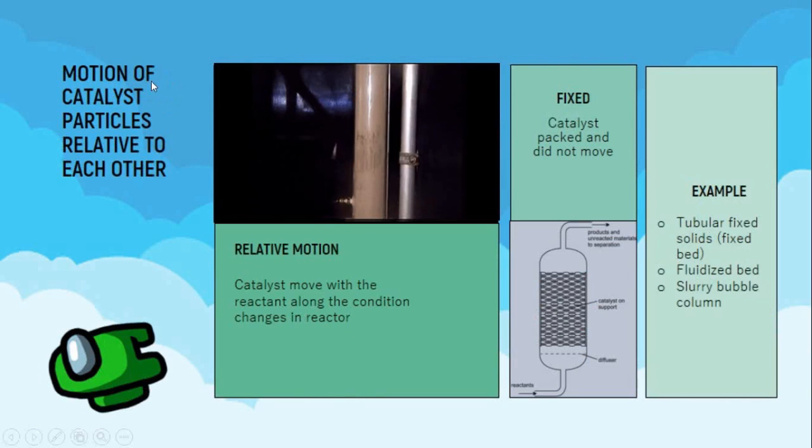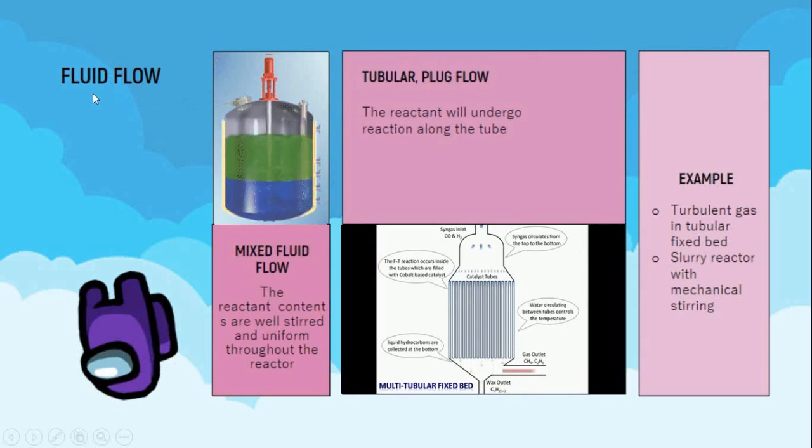The third basis is motion of catalyst particles relative to each other. There are relative motion where the catalyst move along with the reactant, and also fixed where the catalyst is fixed and only the reactant move. The fourth basis is fluid flow, where we have a mixed fluid flow where the reactant contents are well stirred and uniform throughout the reactor. And also we have tubular plug flow, where the reactant will undergo reaction along the tube.